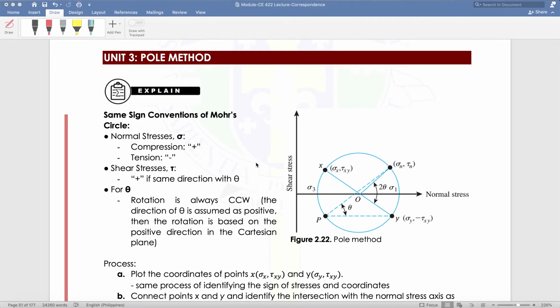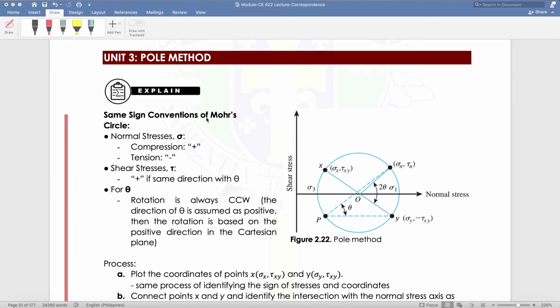So for this video, we're going to discuss Unit 3, the pole method, of Module 2. We are still on stresses, normal stress and shear stress, for a two-dimensional figure. The pole method is very similar to Mohr's circle. Actually, they have the same method. It's just that when getting the normal stress and the shear stress, that's where the method differs.